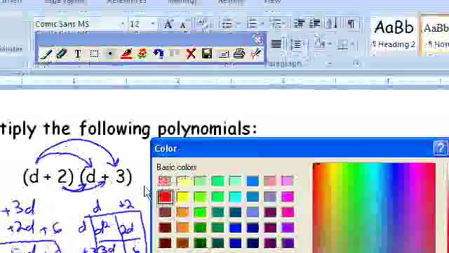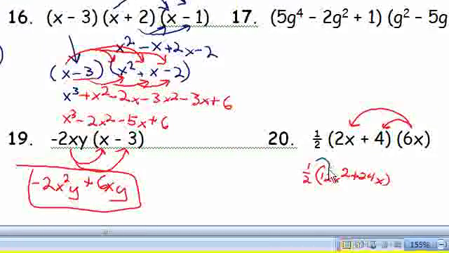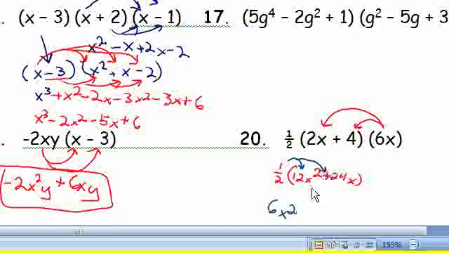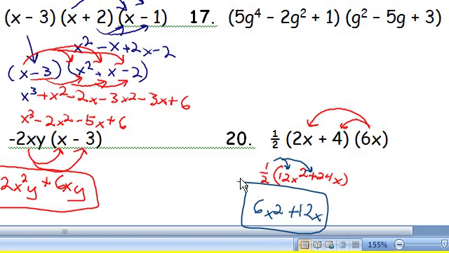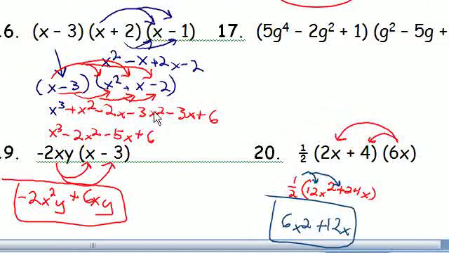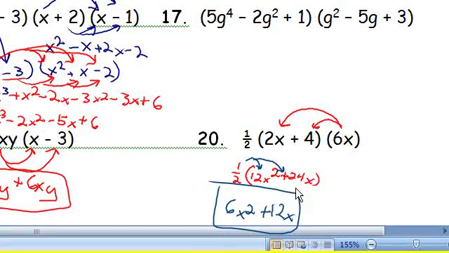Let me switch colors here for contrast. 1/2 times 12x squared is 6x squared. 1/2 times 24x is, what's half of 24? 12x. There you have it. Final answer. And it wouldn't be all bad. You could keep that 1/2 outside of there, I think, because that's still simplified. But anyway, that's how you would distribute that 1/2 through your 2 terms.